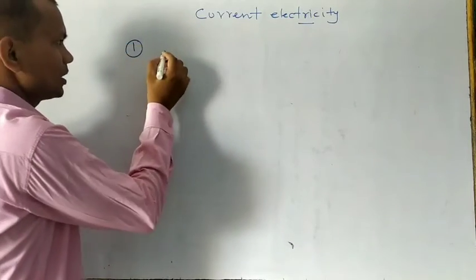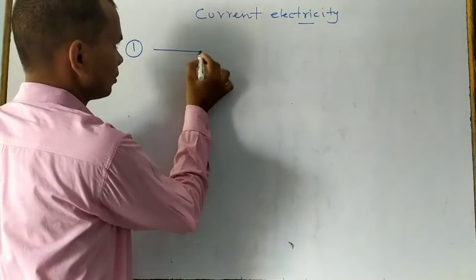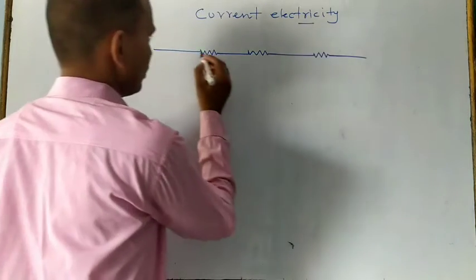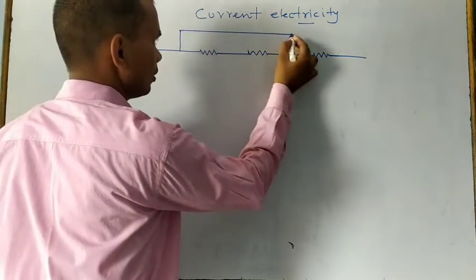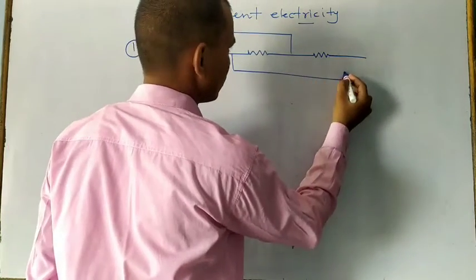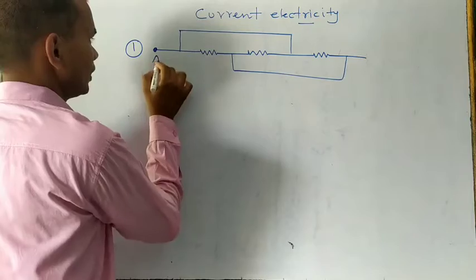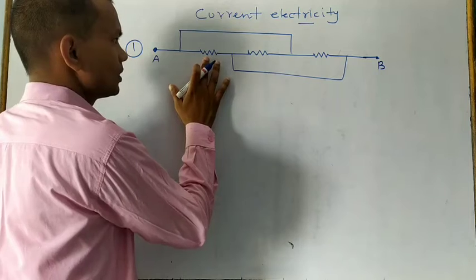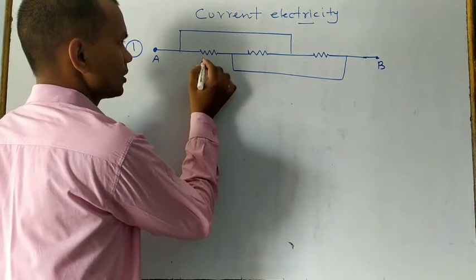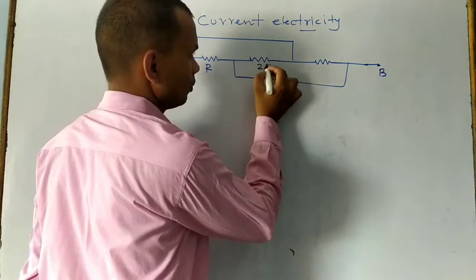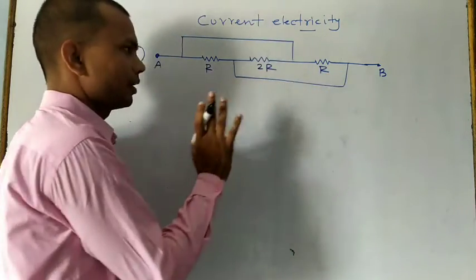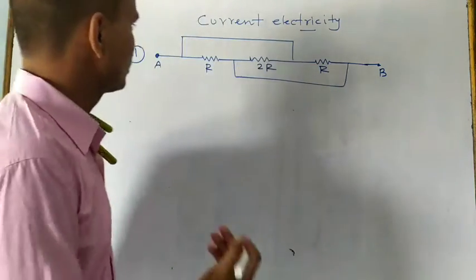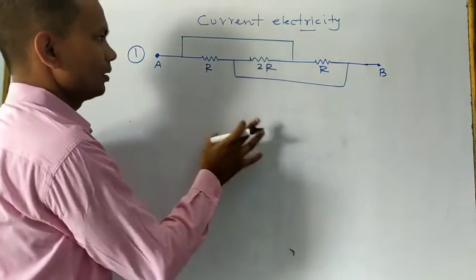Suppose this is the first problem, and in that suppose three resistors are there, and they are connected like that. Suppose this is one end, and this is the other end B. Suppose the resistance of this resistor is R, this is 2R, and this is R. This we are taking. Now we want to find out the equivalent resistance of this network, right?